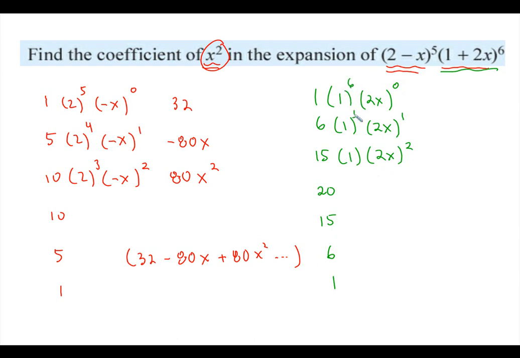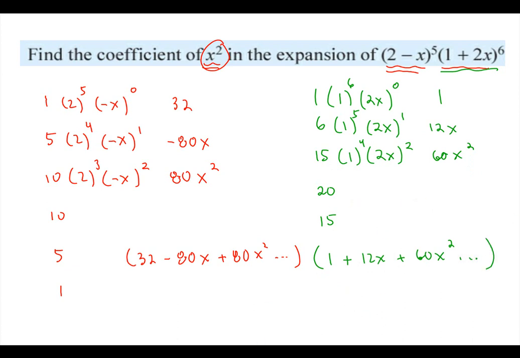So 6, 5, 4. If you work this out, this is going to give us 1. This is going to give you 12x. And then this one over here is going to give you 4, so that'll be 60x squared, right? So when you expand this out, we're going to end up with 1 plus 12x plus 60x squared, dot dot dot. There are some other terms we don't need.